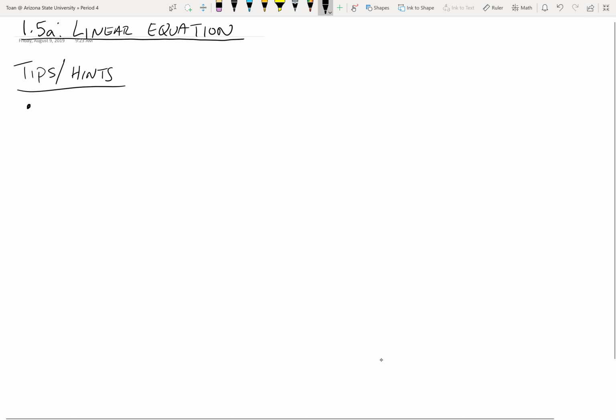So if a problem looks way too complicated for you, my suggestion is don't solve it. Don't immediately jump into the deep end. Instead, simplify both sides of the equation first.